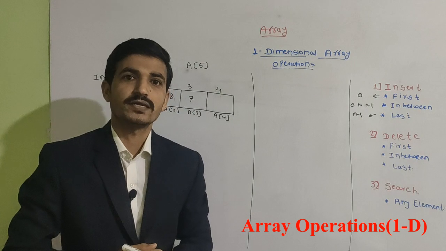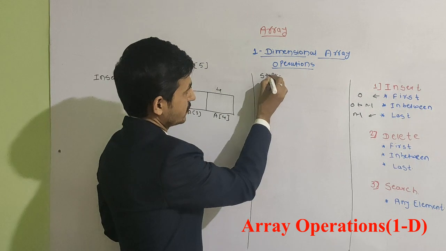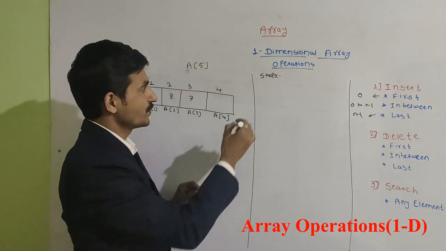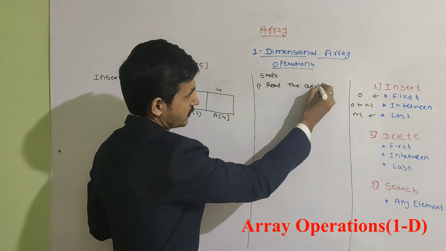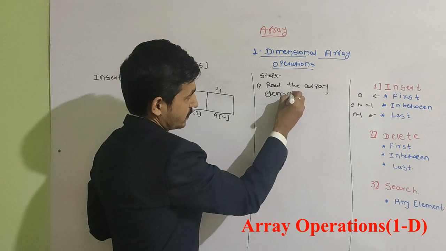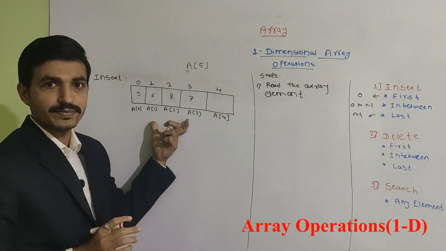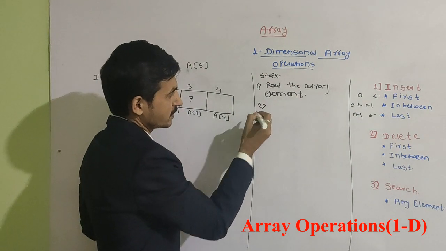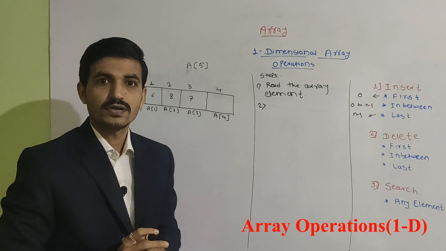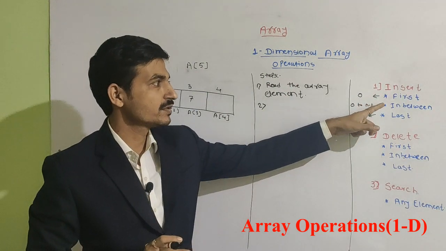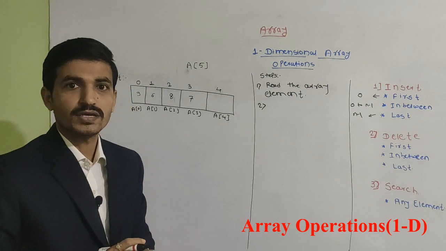Now how are we going to insert an element inside the array? So we'll write the steps for how we are going to insert the element. The first step is to read the array elements. Then we have to select a random location where we want to insert. That location will be entered by the user. It is not fixed that every time it will be inserted at the first, in between, or the last. The user can select any location where they want to insert that particular element.